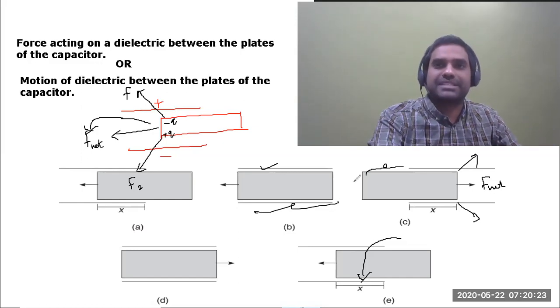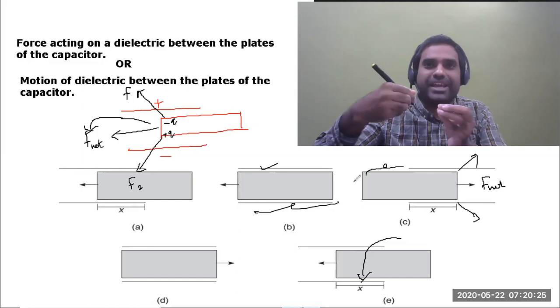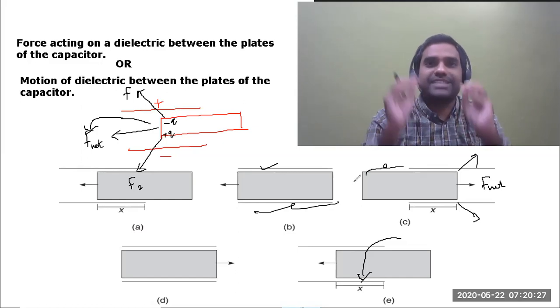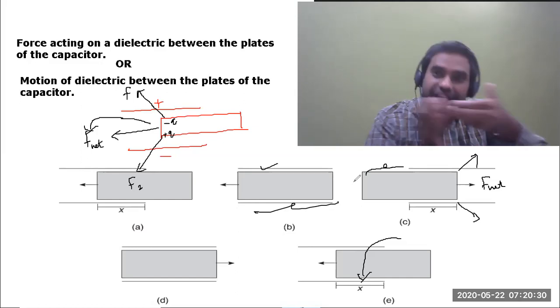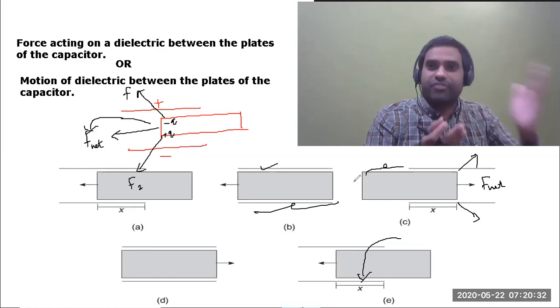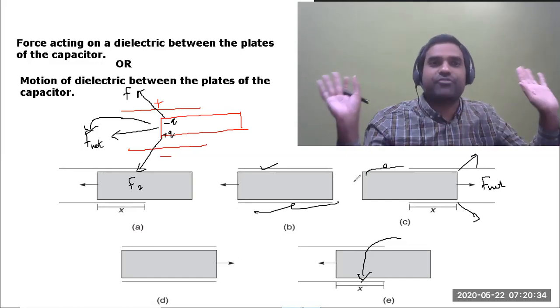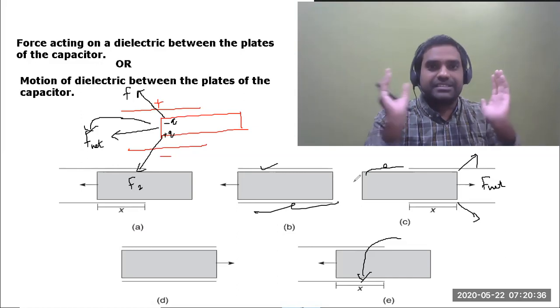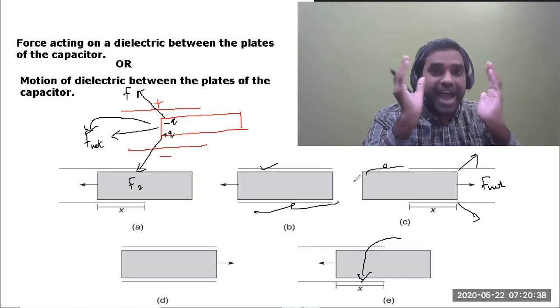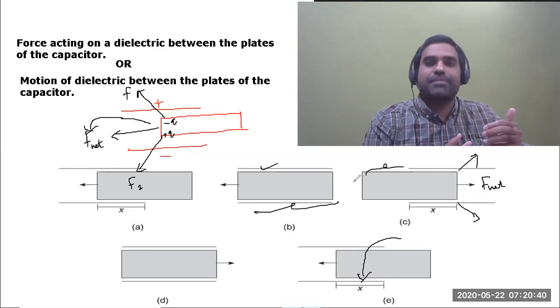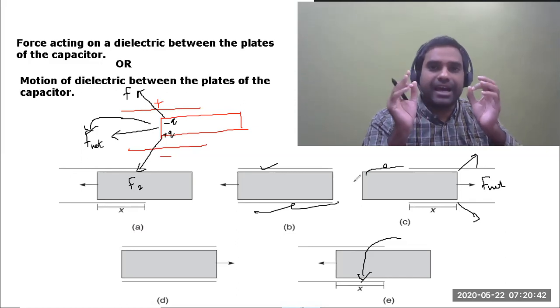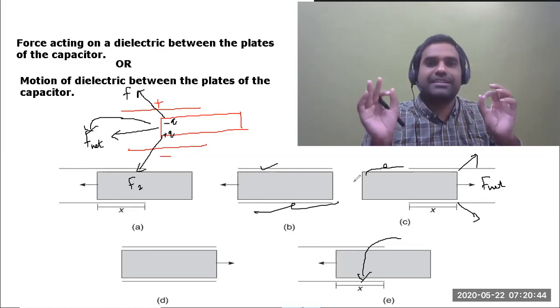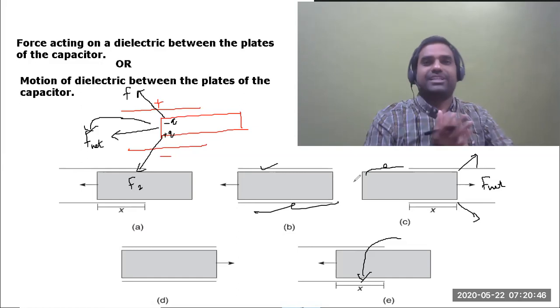Due to which what happens? It will be attracted again into the plates. That means the net force on the dielectric will always be into the plates, not out of the plates. That's why the dielectric will never fall out of it. That's it, students. This is a visualization. This is an idea. Before starting the mathematical part, this idea helps you to understand the mathematical part effectively.